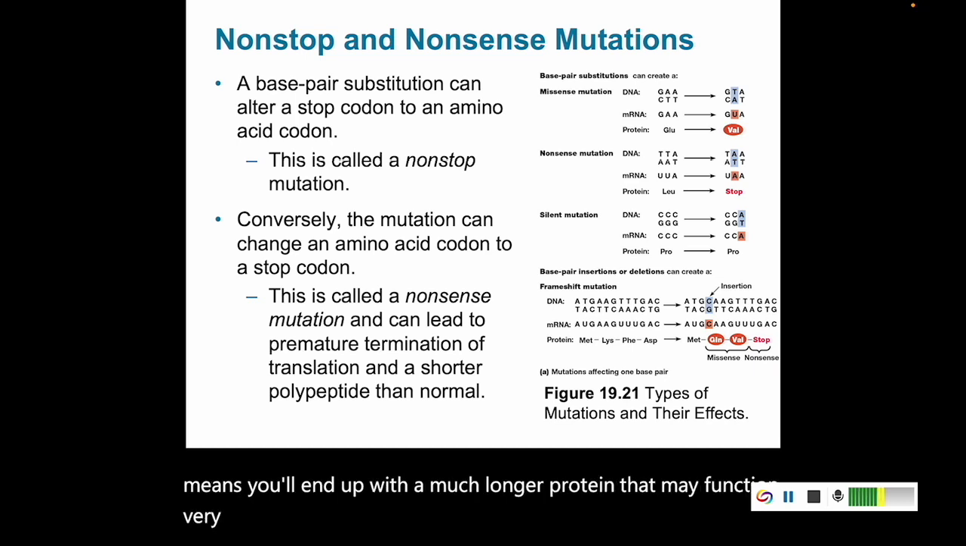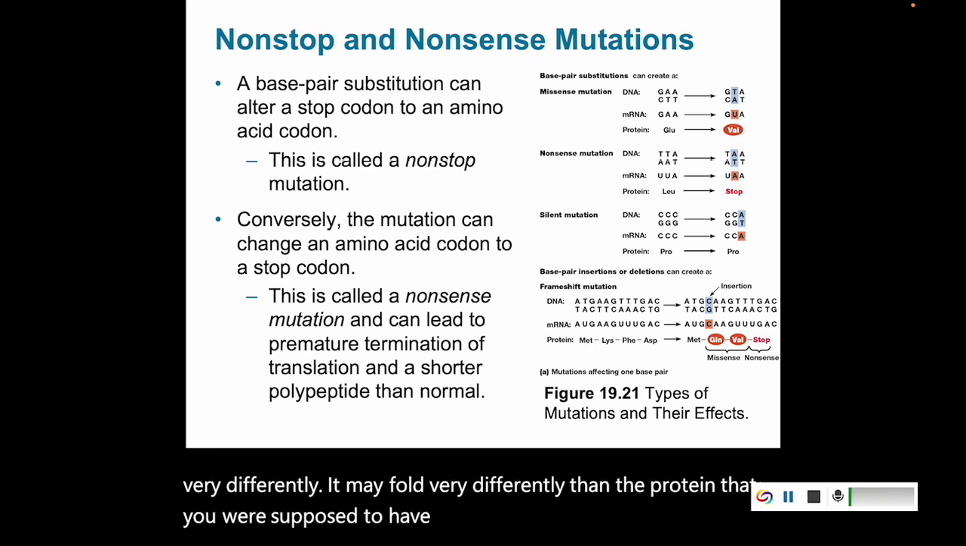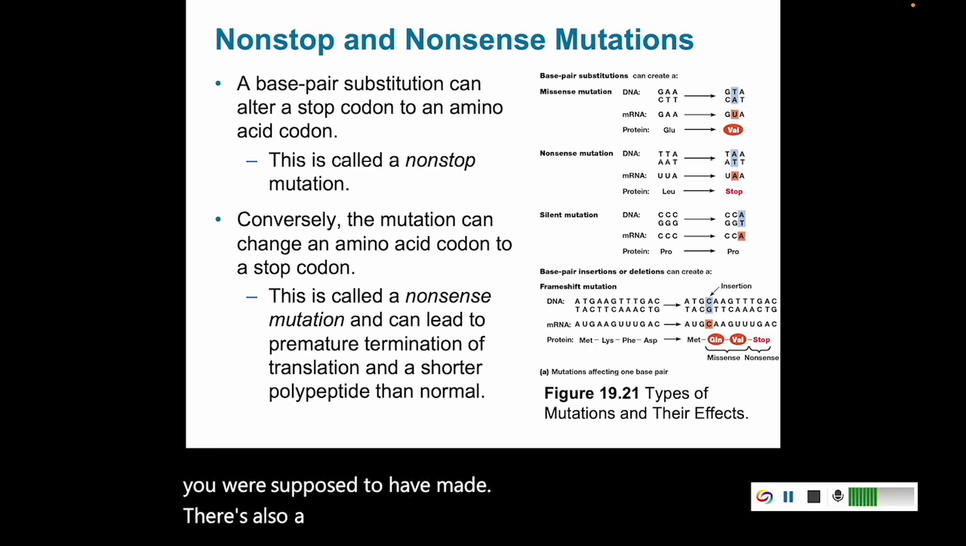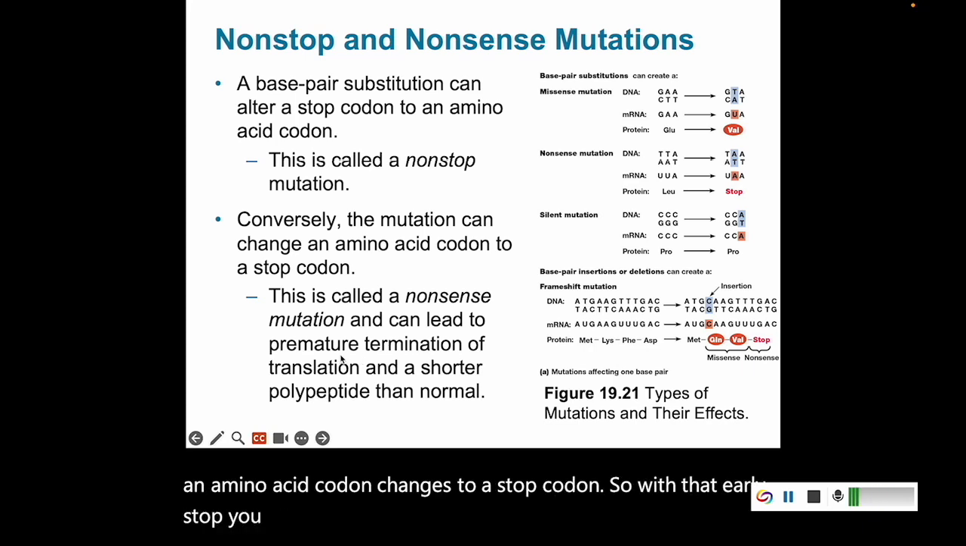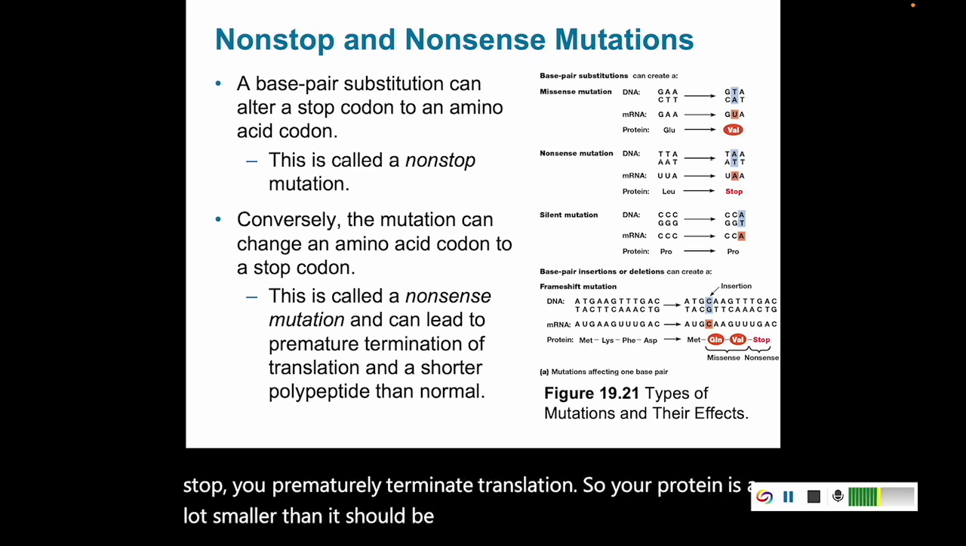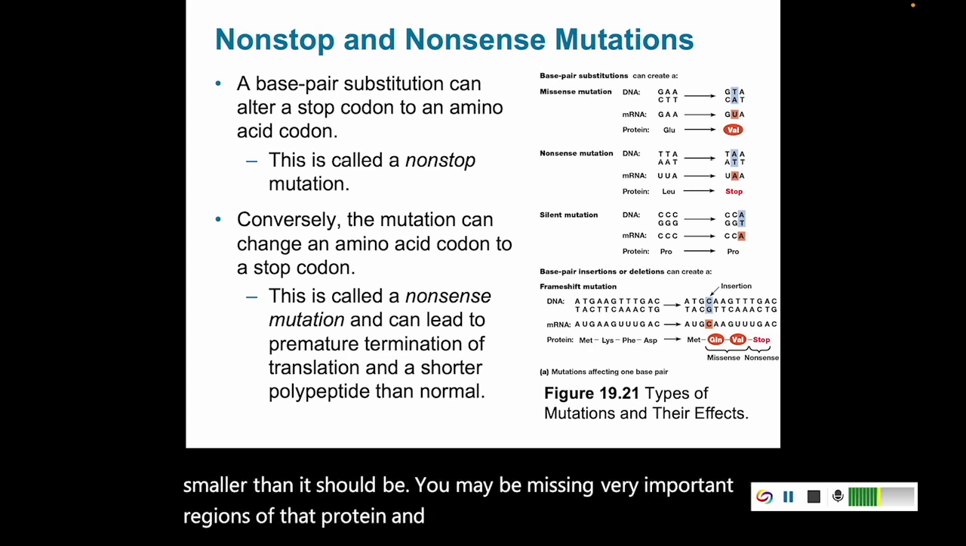It may fold very differently than the protein that you were supposed to have made. There's also a mutation called a nonsense mutation. That is when an amino acid codon changes to a stop codon. So with that early stop, you prematurely terminate translation. So your protein is a lot smaller than it should be. You may be missing very important regions of that protein and lose the function of that protein.